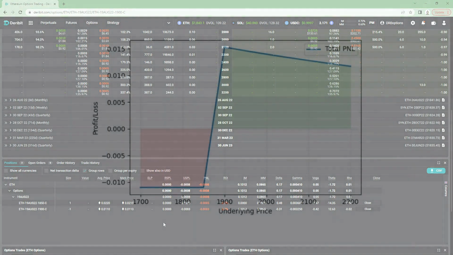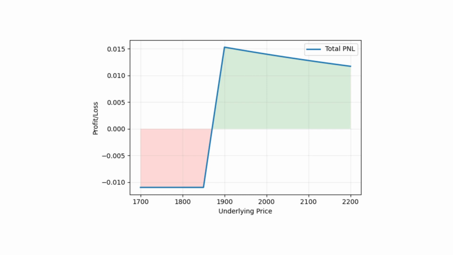To profit from our bull call spread, we of course want the price of ETH to increase before the options expire. More specifically, we want it to increase to $1,900. This is the profit and loss chart measured in ETH. At expiry, if the underlying price is below $1,850, both call options, and therefore the spread as a whole, will be worthless. As we paid 0.011 ETH for it, this results in a net loss of 0.011 ETH, ignoring fees.